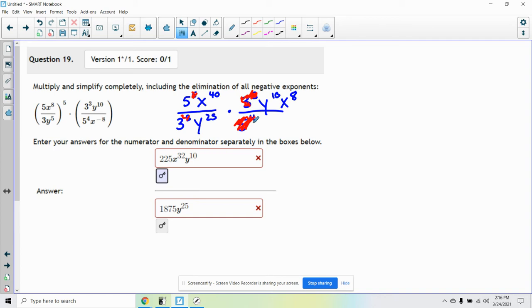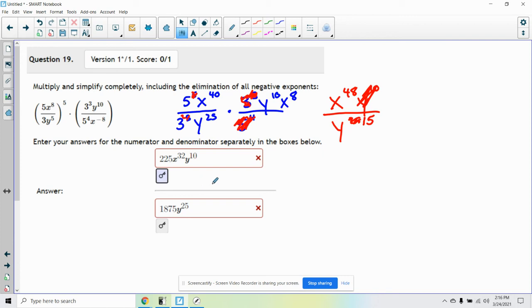Again, you can put it in your calculator if you'd like, but now we just multiply across the top. I have x to the 40th, x to the 8th, so I'm going to add those. That's going to be x to the 48, y to the 10th, over y to the 25th. And the same thing here. These 10 y's will cross out with these 10 of these 25. So these will go away, and this will just be y to the 15th.